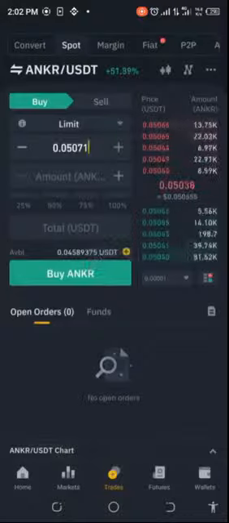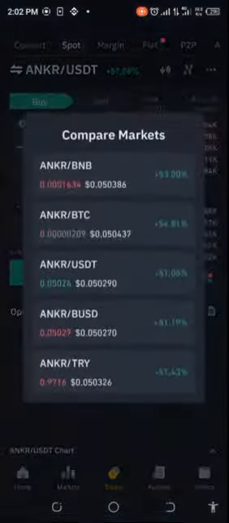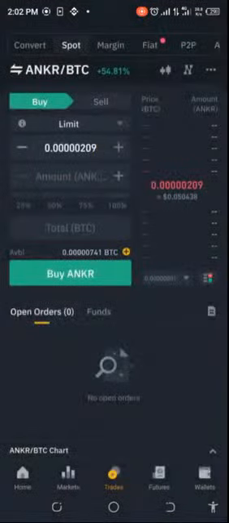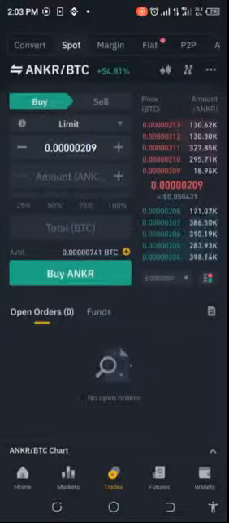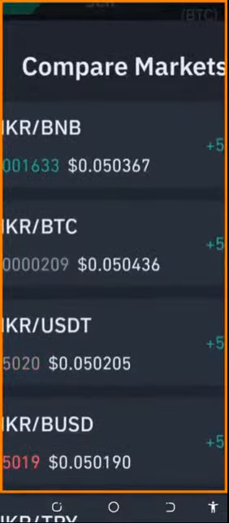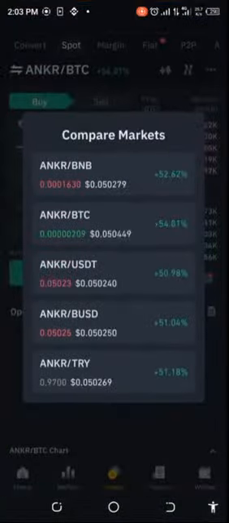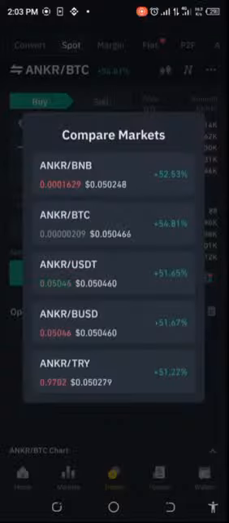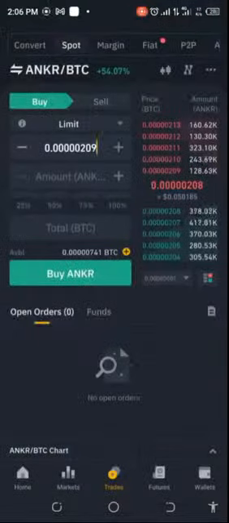Okay, so let's go to the compare markets and pick BTC. Let's check what it is because we want to make sure that we don't sell at a loss. It's currently on 0.504. I'm just going to wait a little for it to get to 0.510. Once it gets there, I'll be back to place my sell. See you shortly.